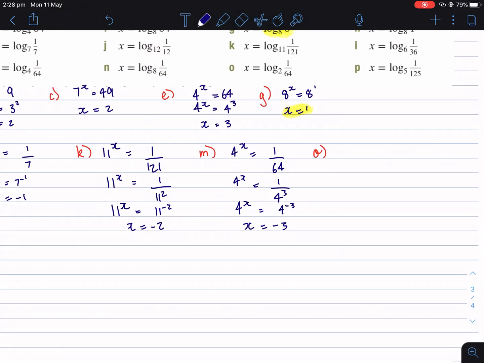So we've got 2 to the x equals 1 on 64. By the way, I always write this first line out, always, always, always. Which means 2 to the x equals 1 on, that's 2 to the 6. So 2 to the x equals 2 to the minus 6. You probably didn't need to write that. x equals minus 6.